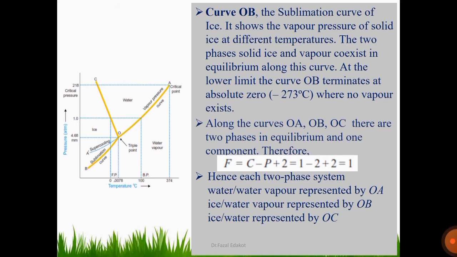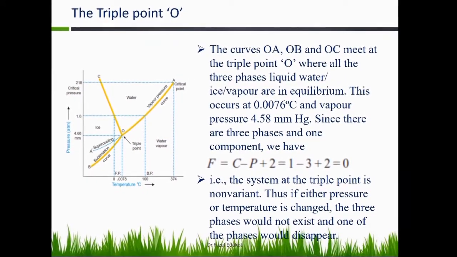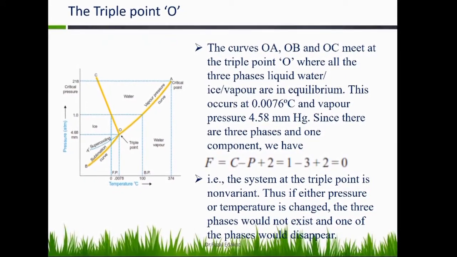Now let's discuss the triple point. You just mark which is the triple point. You have already drawn the phase diagram for water. The curves OA, OB, OC meet at the triple point O, where all the three phases, liquid water, ice and water vapor, are in equilibrium. This occurs at 0.0076 degrees Celsius and vapor pressure 4.58 millimeter of mercury.